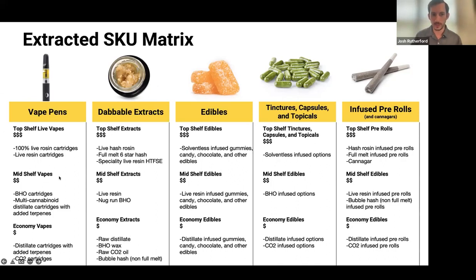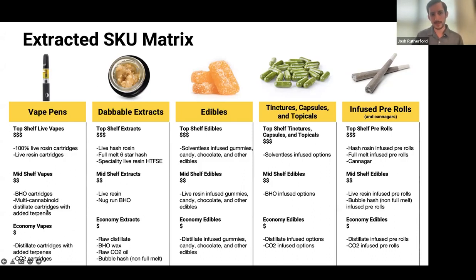Then you have your mid shelf vapes. You have your BHO carts, that's butane extracted or propane extracted carts. Those could be mixed with a small amount of distillate, or mixed with distillate and then terpenes. Those are the types of things that are going to create your mid-shelf vapes, where your live resins are going to be 100% live resin or THCA or those types of things. And your 100% live rosin carts are going to be either 100% rosin, THCA, or a combination of one kind, those types of things.